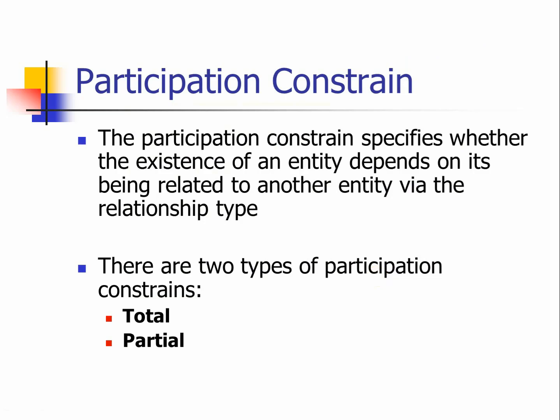After we look at the cardinal ratio, the next one is what we call the total and partial constraint, which is the one that I have described to you, a single line or a double line. So let's look at this part officially. The participation constraint specifies whether the existence of an entity depends on its being related to another entity via the relationship. In other words, does this entity have to participate in this relationship? If yes, it is a total constraint, which we put a double line. If no, we put a single line. Just like managers, not everyone is a manager, so we use a single line there.